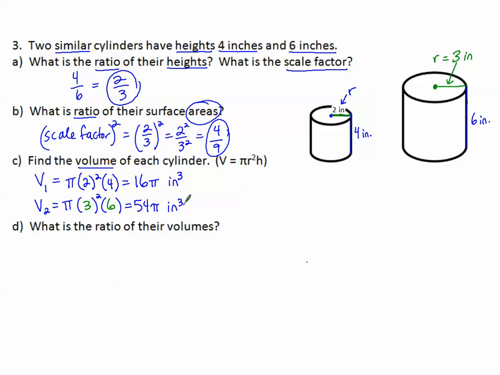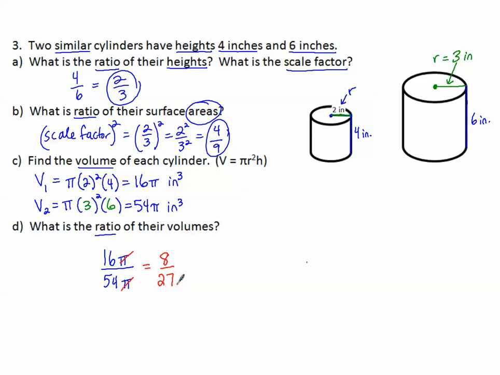If we really want to bring out our calculator, we can do that, but there's no need for that computation. Find the volume of each cylinder. Done. What is the ratio of their volumes? Let's make a ratio. 16 pi over 54 pi. Now, the pi's can easily divide out. Let's reduce 16 and 54. 2 goes into 16 8 times. 2 goes into 54, excuse me, 27 times.